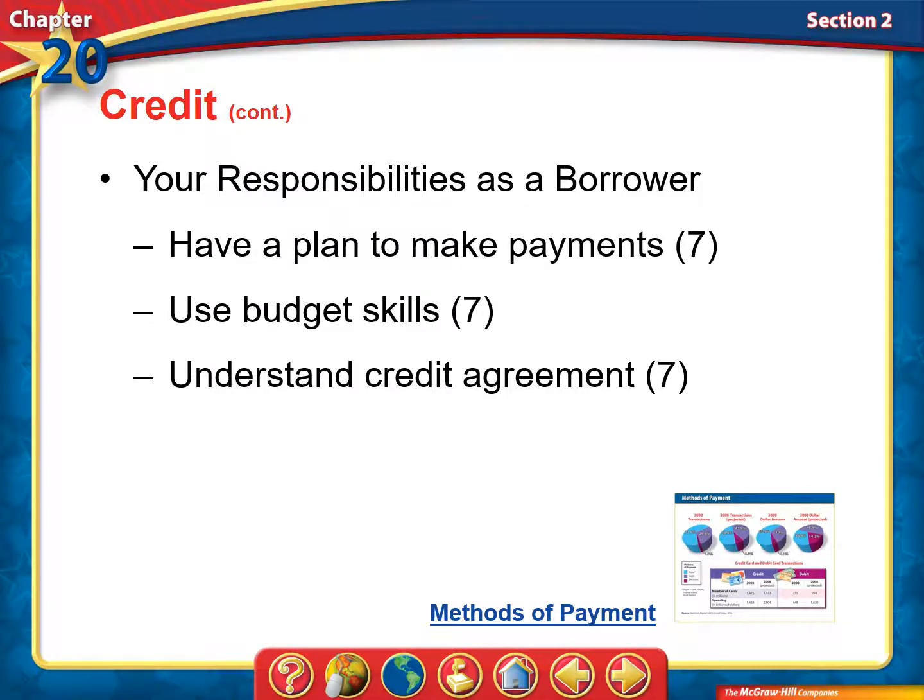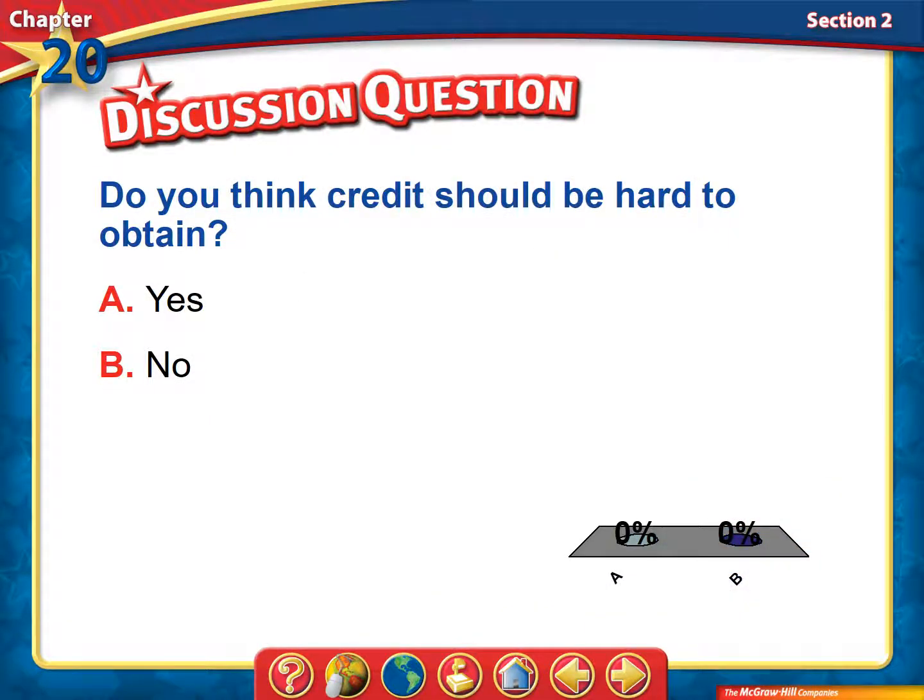And then finally, should credit be hard to obtain? And this is a two-edged sword too, because you guys need to establish a line of credit. So thankfully, credit right now is easy to obtain, but it comes with that responsibility to be careful.